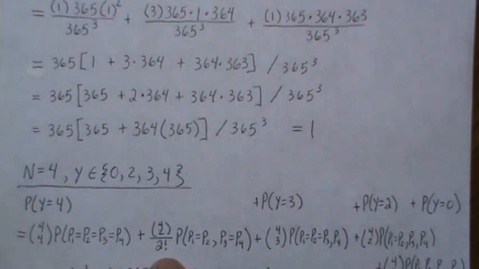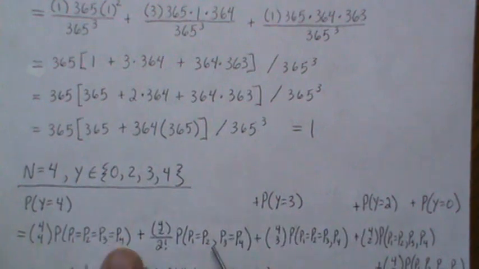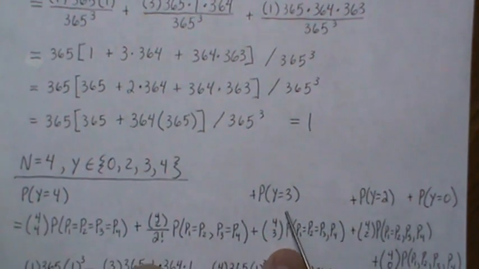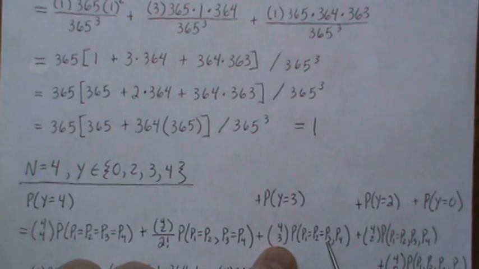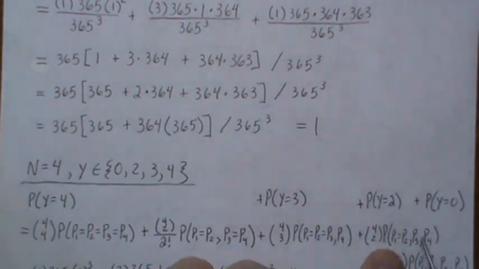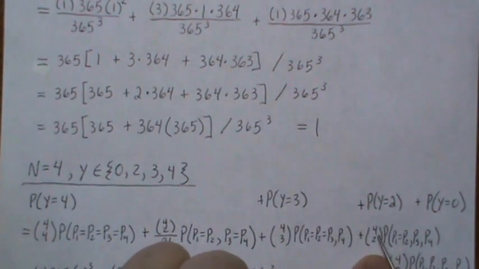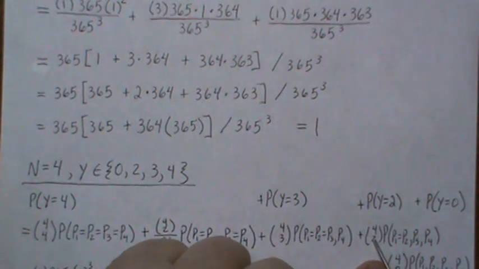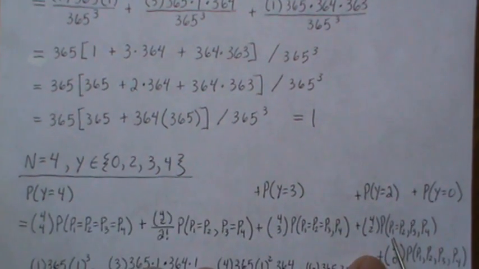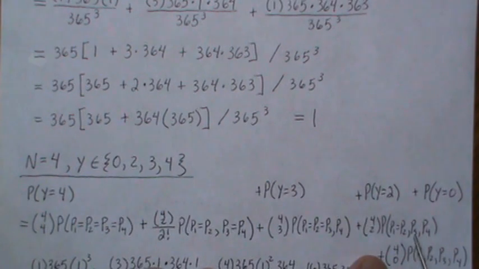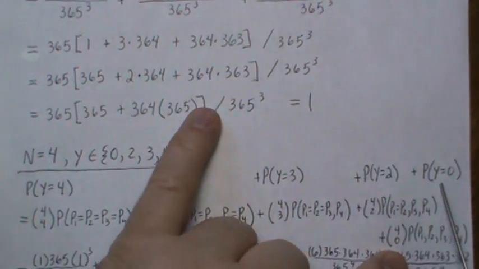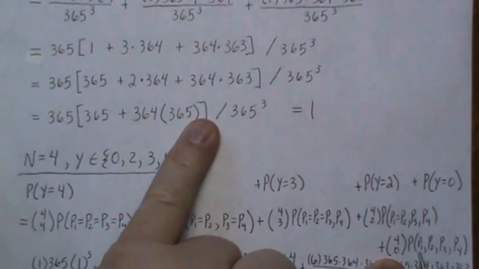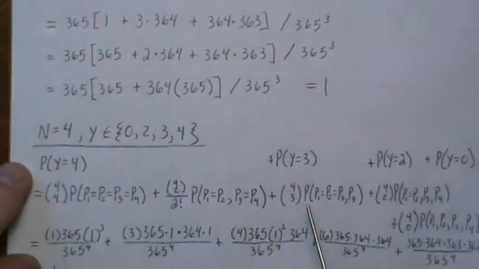Now here, so these are for that. Now this one is out of the 4 people, choose 3 to match, and then the 4th one's different. Here, we want 4 people choose 2 to match, and then the other 2 are different. Here we're choosing 0 to match, and then the probability that they're all different. Okay, so now we come down.